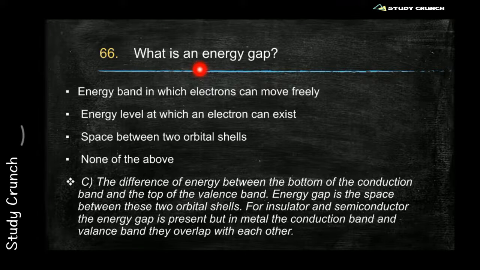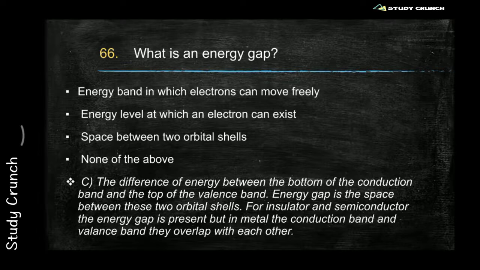Next, what is an energy gap? So energy gap is basically the space between two orbital shells. The difference of energy between the bottom of the conduction band and the top of the valence band is the energy gap. So energy gap is the space between these two orbital shells. For insulator and semiconductor it is present, but in metal the conduction band and the valence band will overlap each other. So it is the space between two orbital shells.